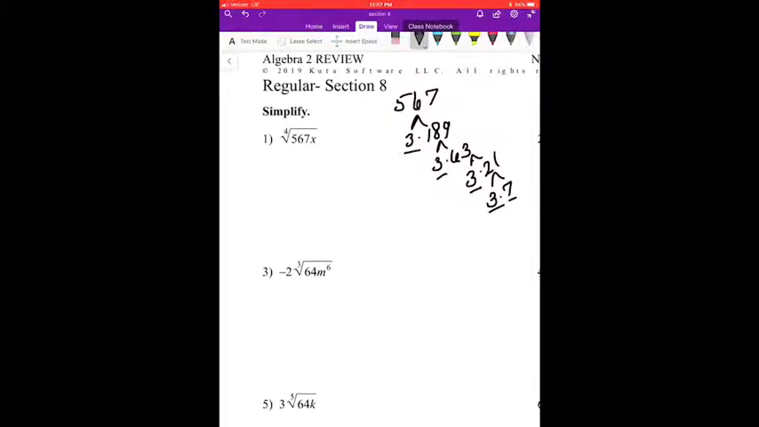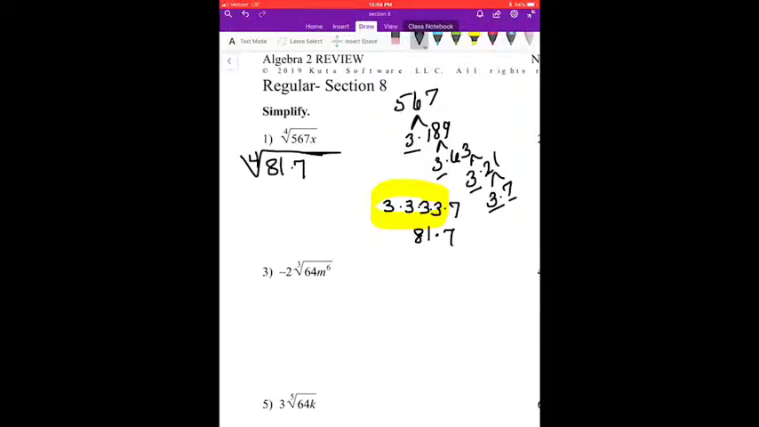So I like to write all of my prime factors out. 1, 2, 3, 4 3s, and a 7. If I'm taking the fourth root, I need 4 identical factors, right? So is there a perfect fourth root? Yes. What is 3 to the fourth power? 81. And you just want to make sure that 81 times 7 is 567, because if it's not, you missed something somewhere along the way. Okay? So I'm going to replace 567 with 81 times 7.